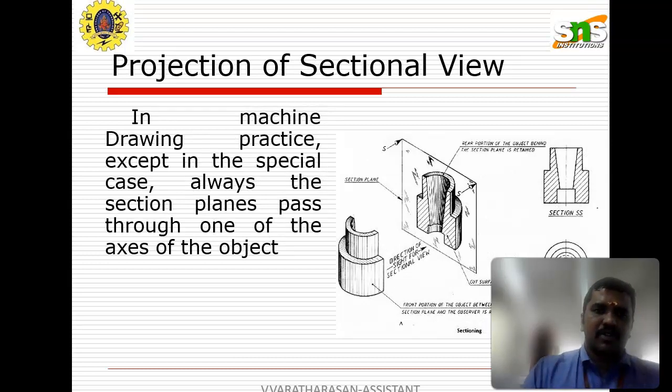So in machine drawing practice, except in special cases, the sectional plane always passes through one of the axes of the object. When we cut the particular object along the axis, that is the main point of section. So this drawing will be represented in the top view and sectional view like this.